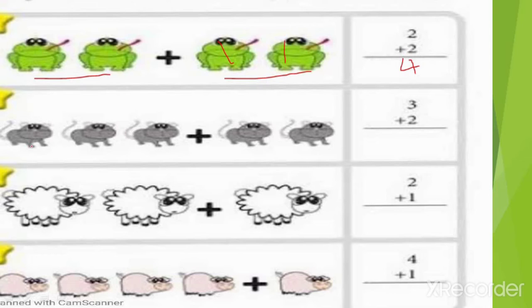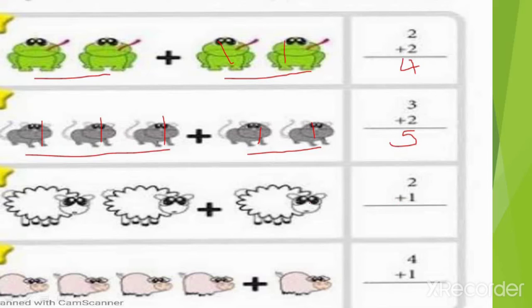Now here we have the sum 3 plus 2. Look, these are 3 objects. 1, 2 and 3. And now what we have to do? We have to add 2 more to it. After 3, there comes 4 and 5. What should we write here? 5. Okay?